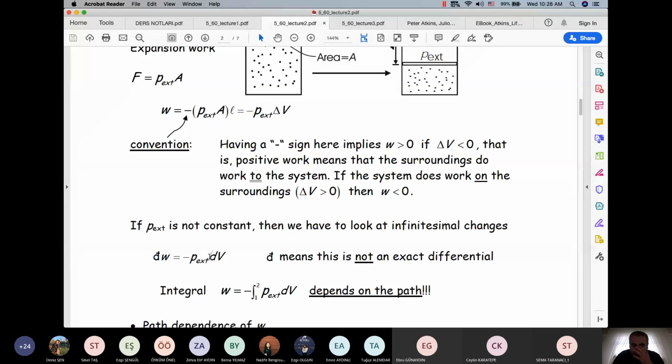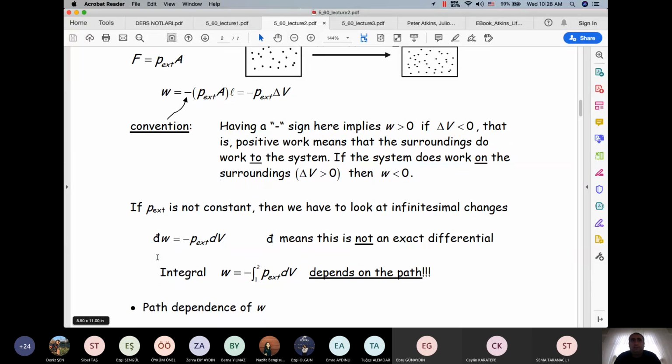So remember, we talked about the state variables. When you have a state variable, then from one point to another point, you can take the exact differential. But if you don't have state variables, then evolution from one point to another is path dependent and not an exact differential. That's why we put a bar over here.